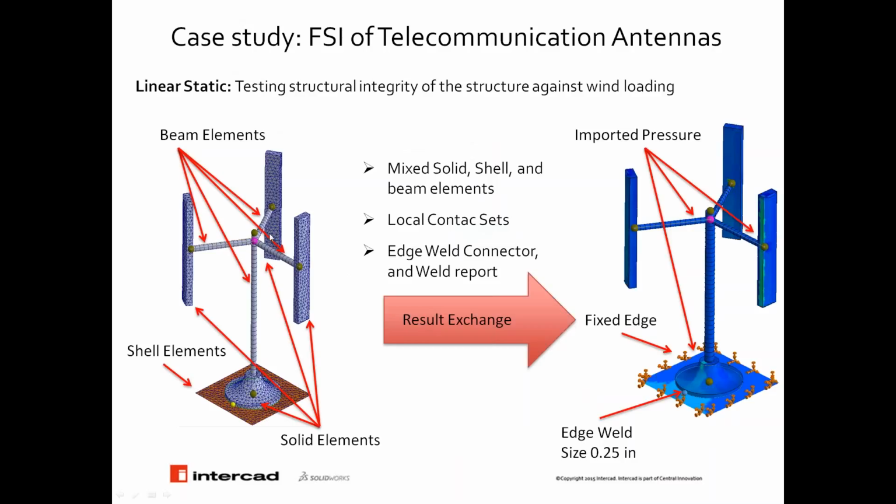Well, as you can see in the picture, we have different components: beams with these connector types, solid on the antenna model, and also a shell, which the whole thing is fixed on. We are introducing solid, shell, and beam elements, also bringing in the importance of having local contact sets and different connector types such as the edge weld connector, and how we can see the result. In this case study, imported pressures are coming from the fluid side. We have a fixture on the shell here, and we have the edge weld with a size of 0.25 inch, which is connecting this shell to that revolve component.